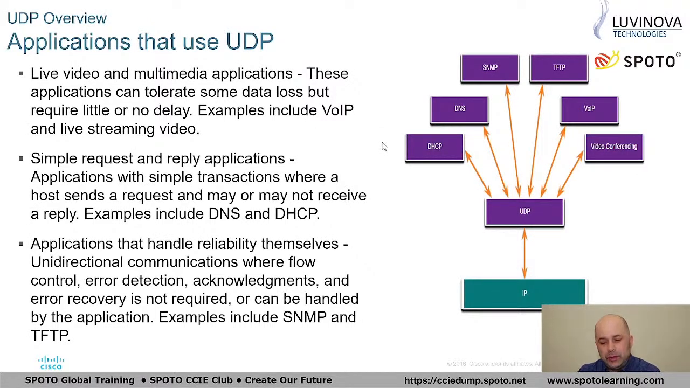Applications that use UDP. In this section, we know that these applications are not reliable. And what are those applications? DHCP, DNS, SNMP, TFTP protocols, voice over IP, video conferencing. All of these protocols are using UDP as a transportation.